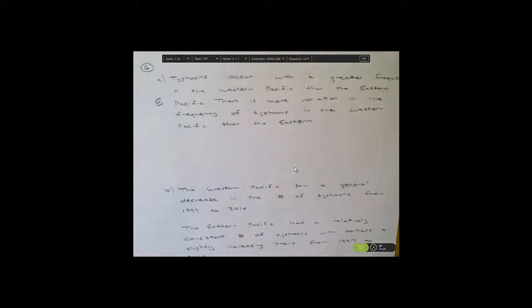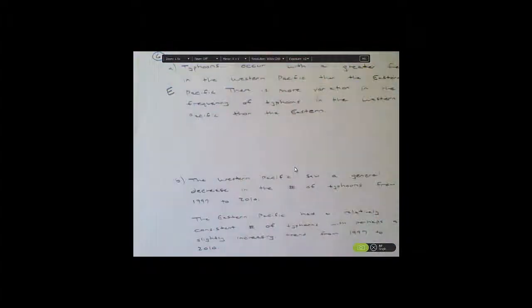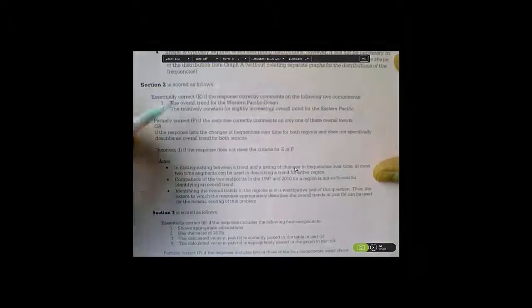Now, section 2 for the grading consists of part B. So in part B here, what they're looking for is 2 components: the overall trend for the Western Pacific and the relative constant or slightly increasing trend of the Eastern Pacific. Talking about one of those 2 will earn you partially correct.